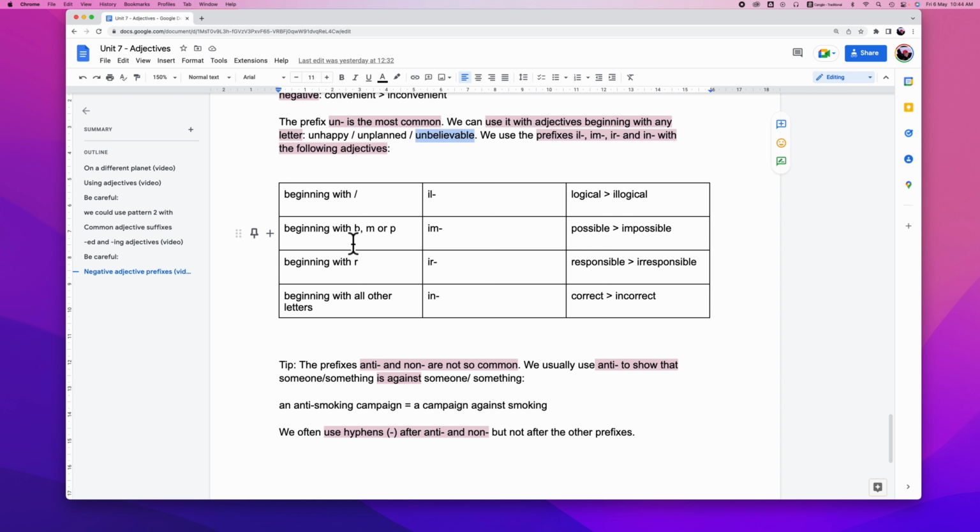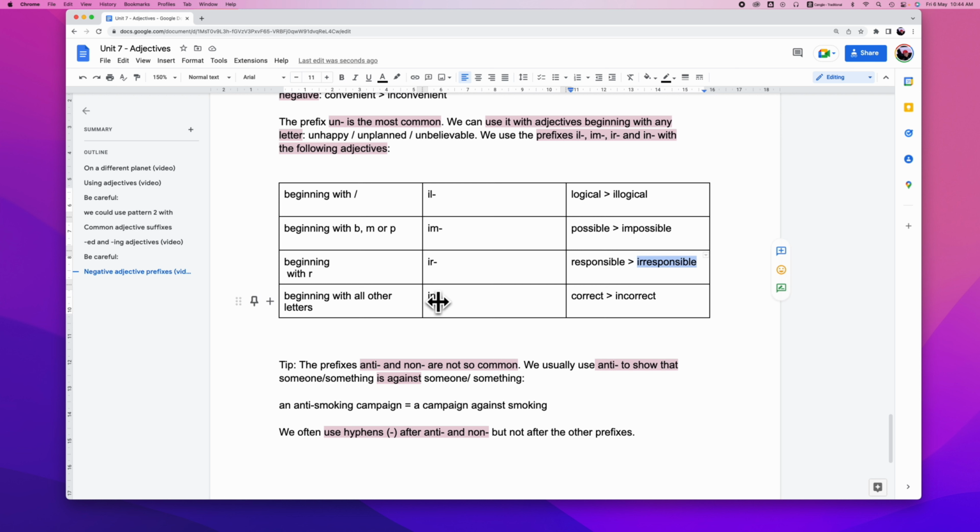Adjectives beginning with b, m or p take im. Possible becomes impossible. Beginning with r, we have ir. Responsible becomes irresponsible.